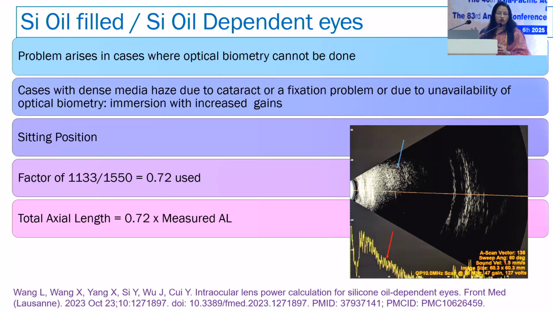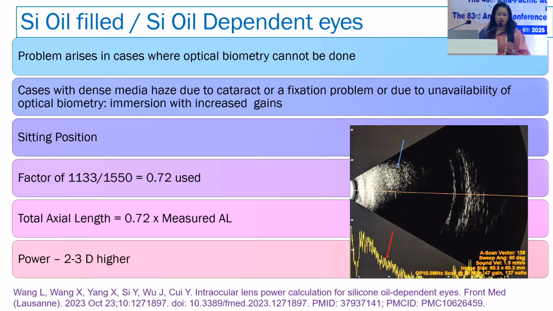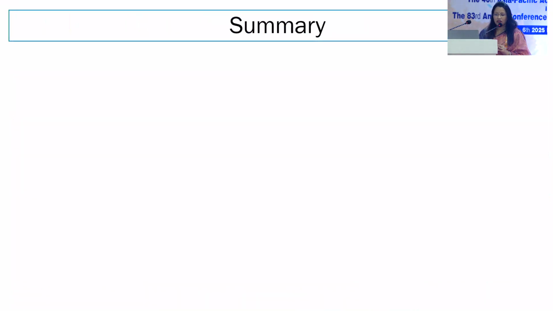Similarly, if the silicone oil used has a viscosity of 1000 centipoise, then you need to take the sound velocity of 980. So you will be dividing 980 by 1550, and that would be multiplied by the measured axial length to get the correct axial length. You need to aim for a higher power of 2 to 3 diopters in these eyes which are silicone filled.